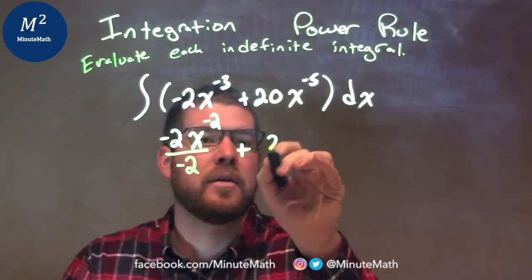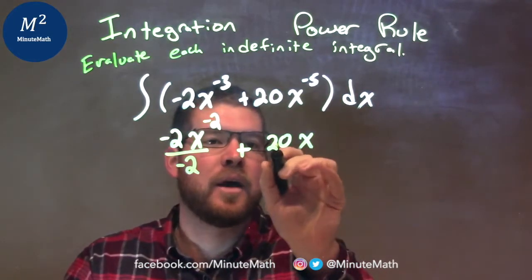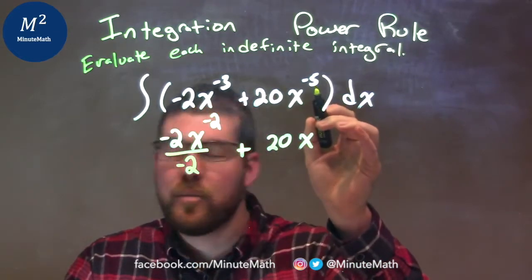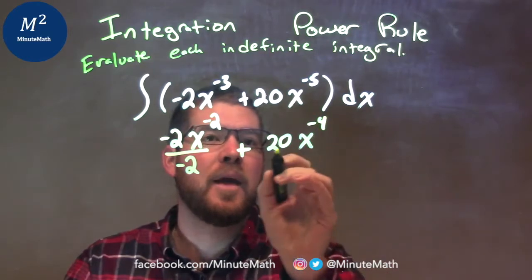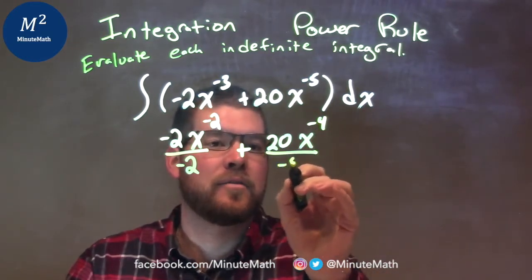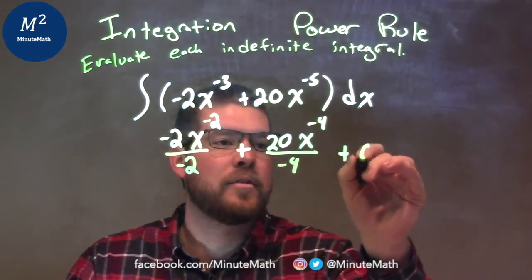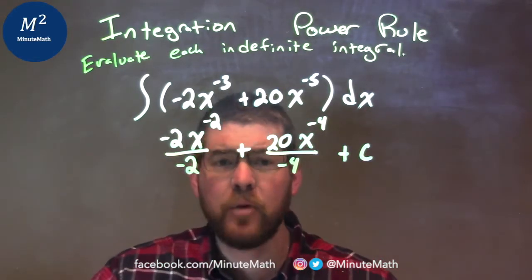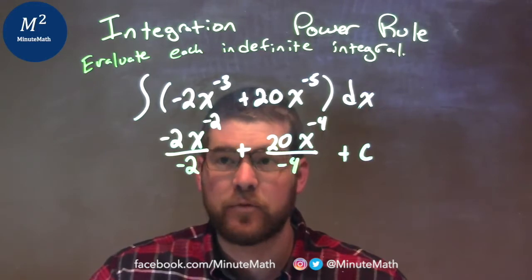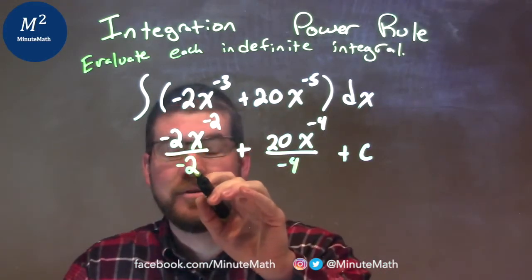Let's do the second. 20x, right? Keep the constant out there, x. Now we raise the exponent by positive 1, so negative 5 plus 1 is a negative 4. And we divide it by that exponent of negative 4. Don't forget my plus c right there. Okay. So now, let's see what we can do to simplify. Negative 2 divided by negative 2 is a positive 1.